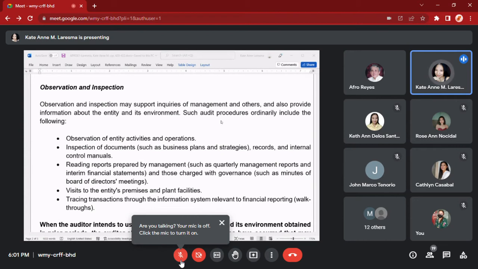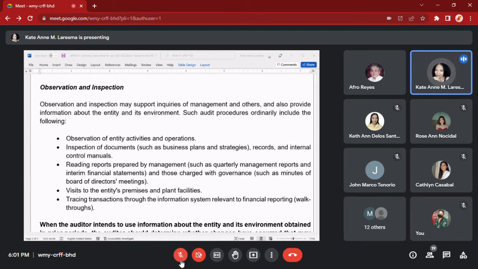So, such audit procedures ordinarily include the following. First, observation of entity activities and operations. So, like what I've said, si auditor pwedeng mag-observe ng internal situations ng isang entity, especially as a management. Then second one, inspection of documents such as business plans and strategies, records, and internal control manuals. Nagsusuri din si auditor ng mga papers ng entity. Baka kasi hindi na nagre-reflect yung pinagsusulat nila sa aktwal na nangyayari. Kagaya sa business plans, baka malayo. So, need ng inspection.